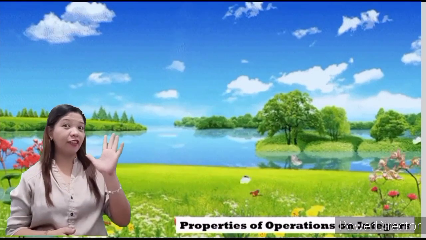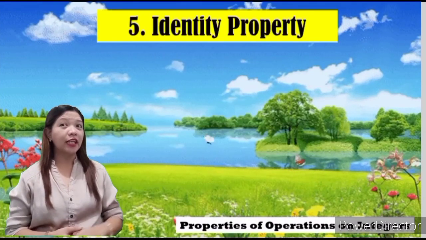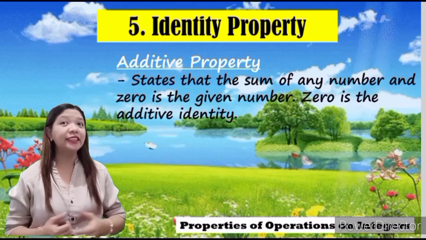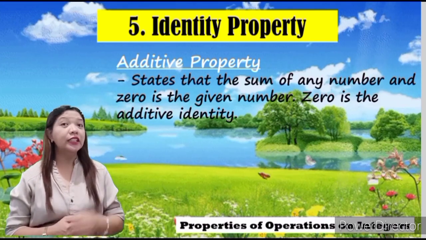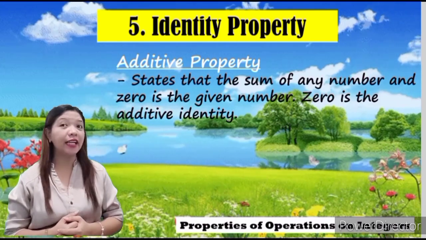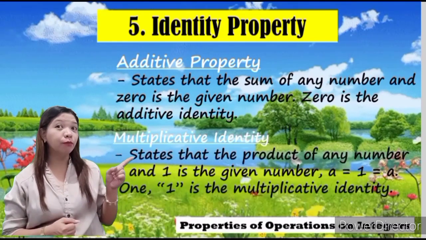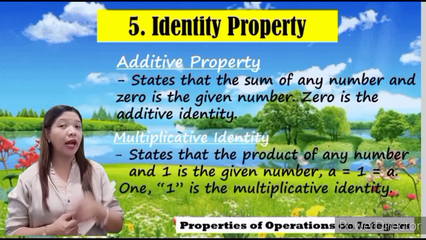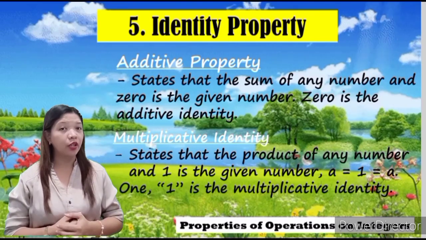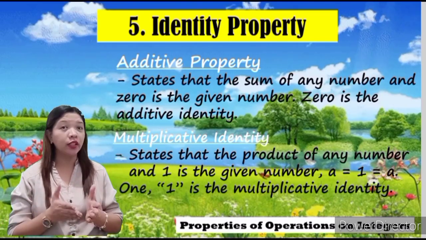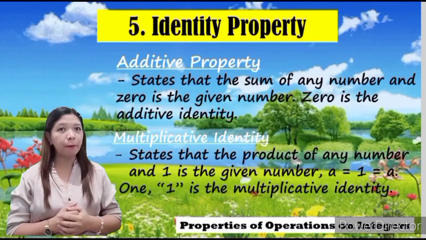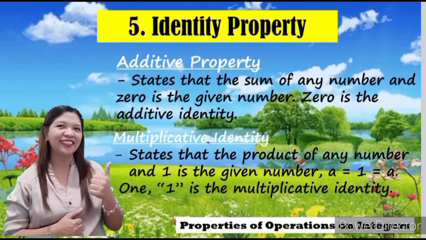Property number 5. Identity property. For the additive identity, it states that the sum of a number and 0 is the given number. 0 is the additive identity. And for the multiplicative identity, it states that the product of any number and 1 is the given number, or A times 1 is equal to A and 1 times A is equal to A. And 1 is the multiplicative identity.